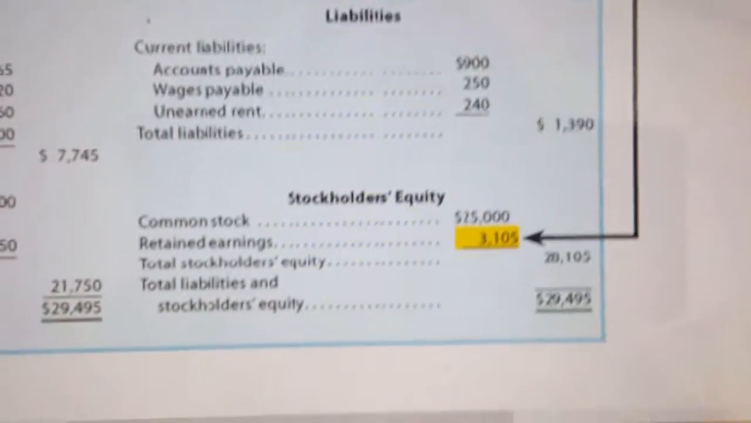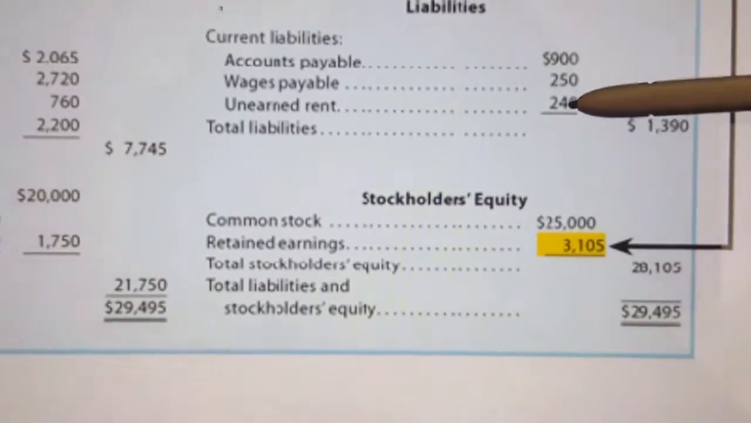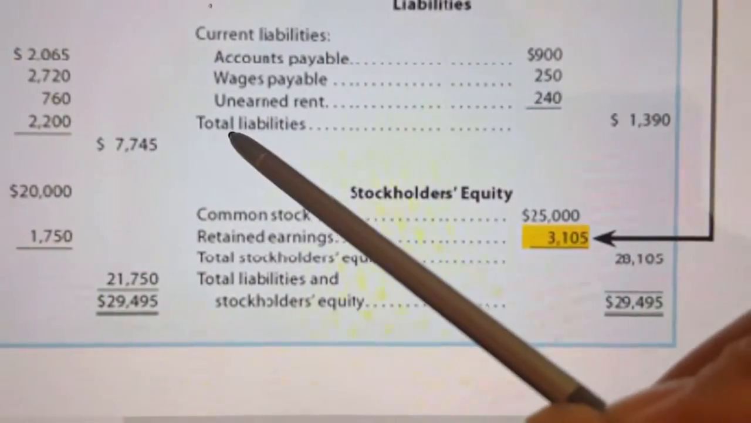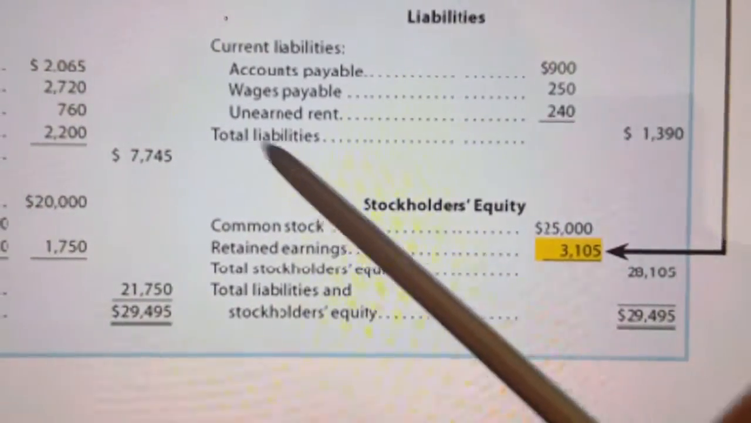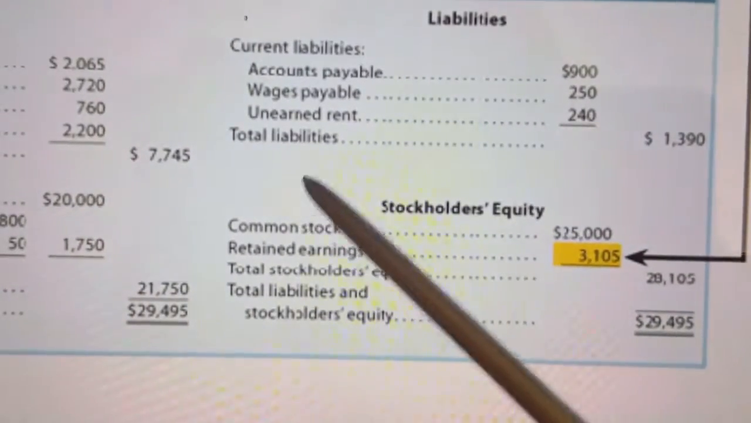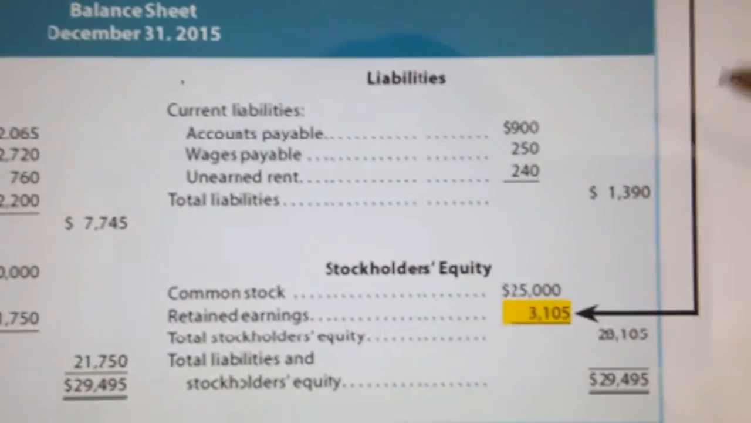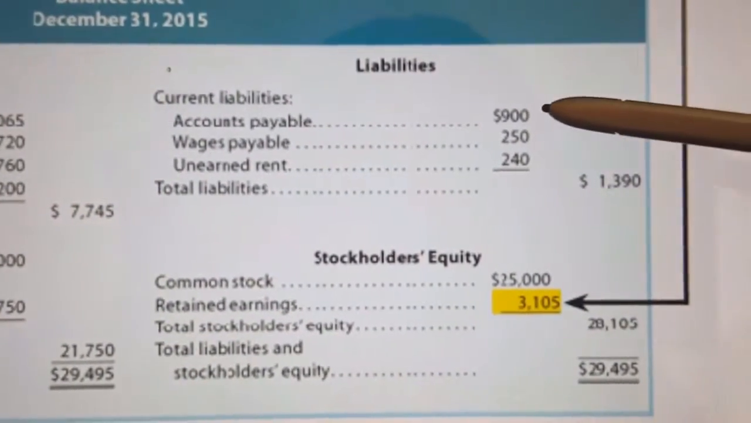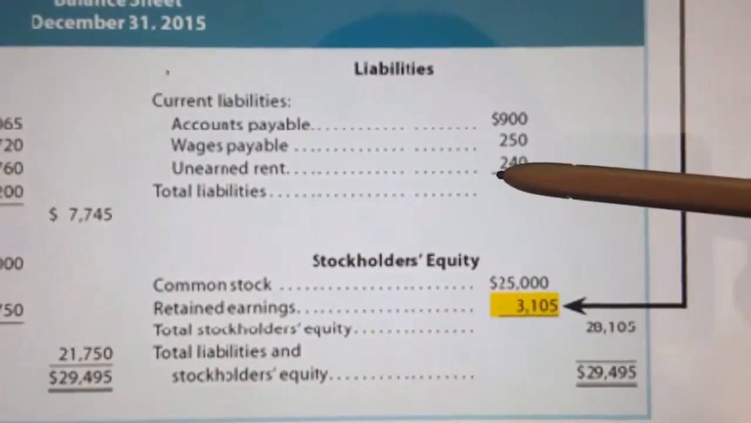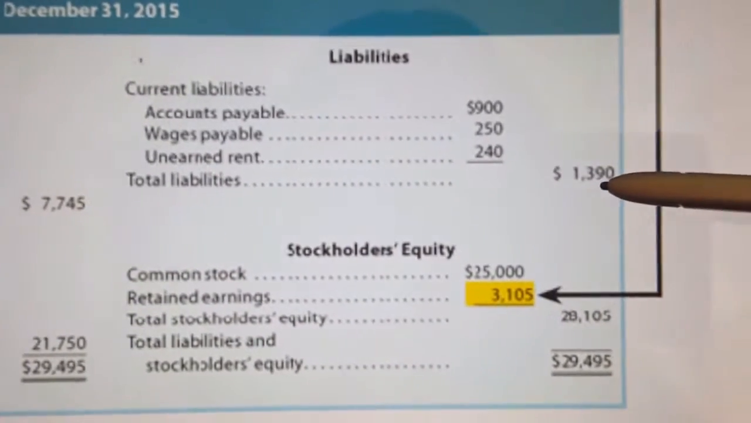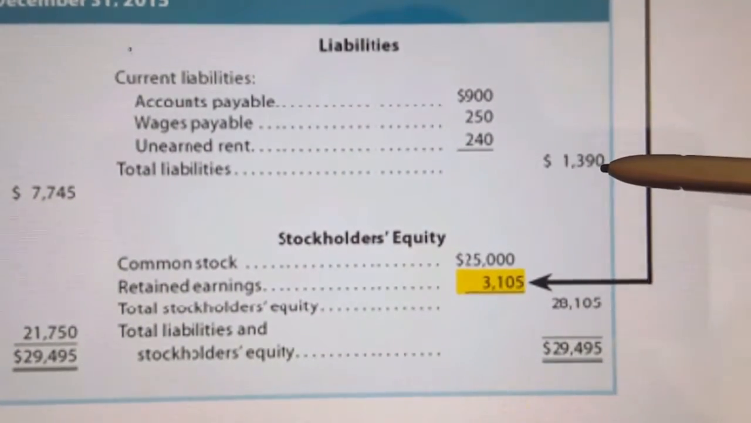All right. So you're going to list your liabilities. Technically, you should have total current liabilities here because we may have some long-term liabilities that we would list under here. But these problems are pretty simple right now. So you have your current liabilities equals total current liabilities of $1,390.